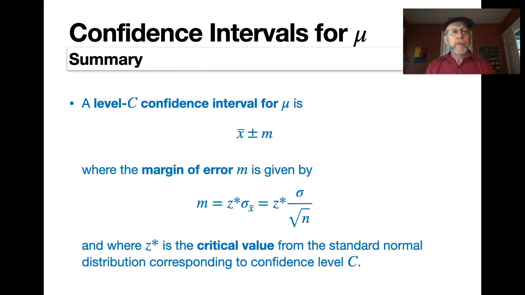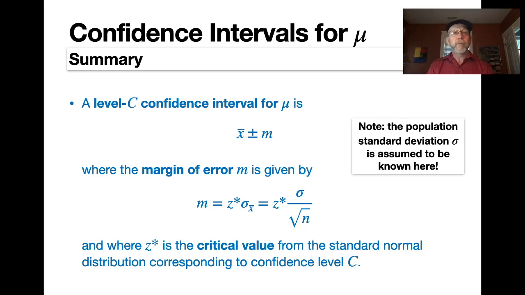So in summary, a level C confidence interval for a mean takes the form x bar plus or minus m, where m is our margin of error. It's computed by taking that critical value, z star, and multiplying it by the standard deviation of x bar. And you get that critical value just by looking at the bounds of the middle C percentage of the standard normal distribution.